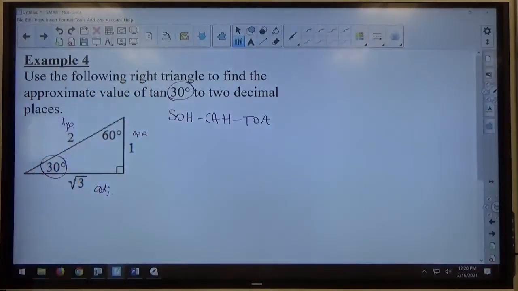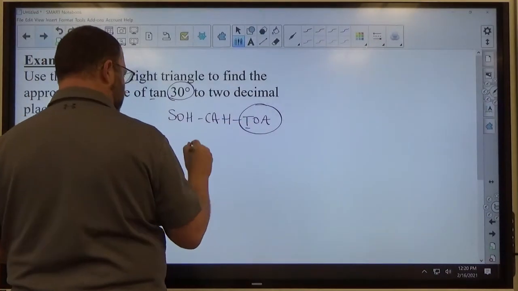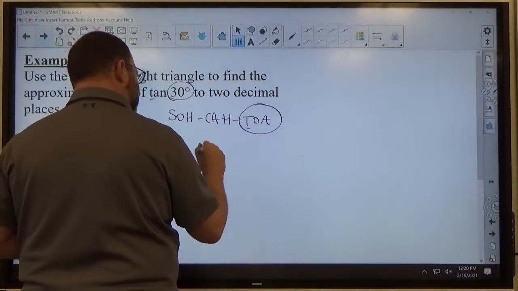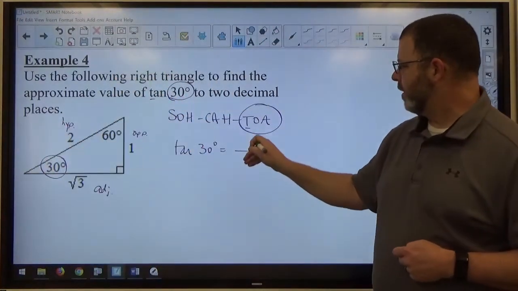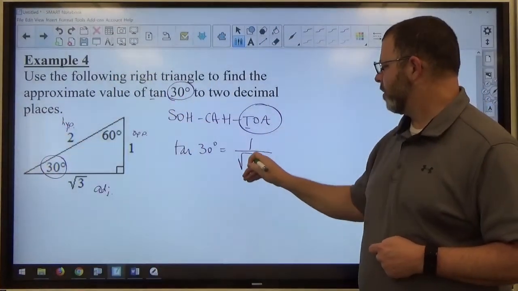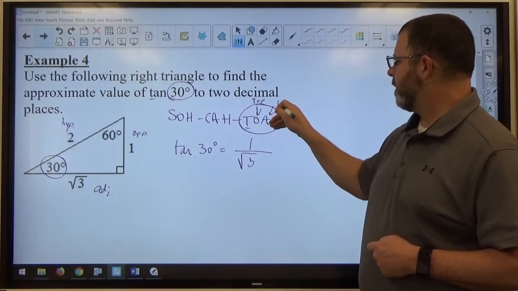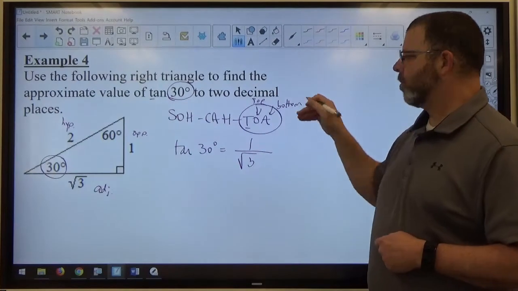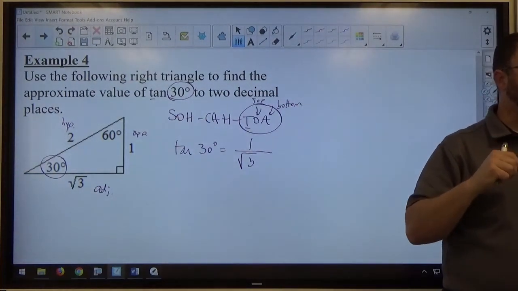So Ashton, which one am I going to work with? SO or CAH or TOA? Third one, TOA, right? Because tangent. So tangent, T, TOA. So tangent of 30 degrees equals fraction bar. It's opposite, which is 1, over adjacent, which is the square root of 3. Again, opposite on top, adjacent on bottom. And that's what SOHCAHTOA is doing for us. It's telling us first thing over second thing after the trig name.